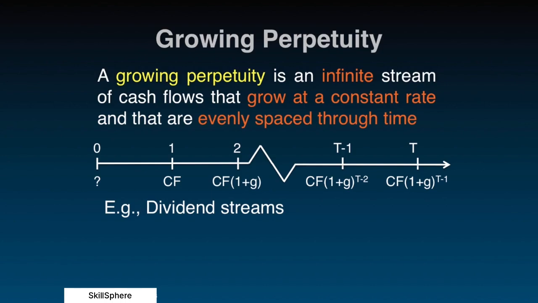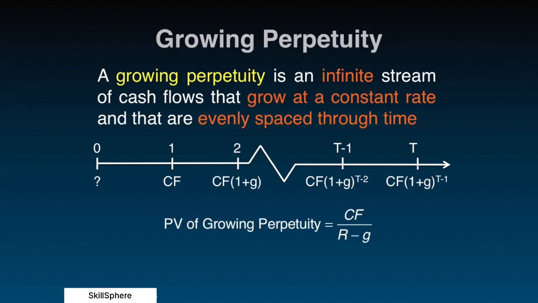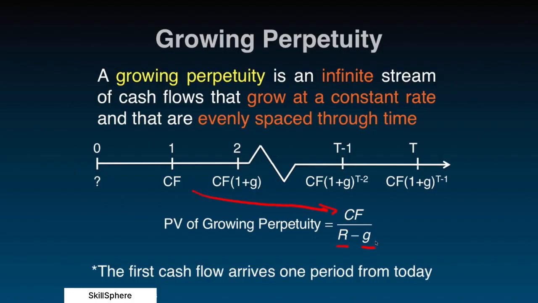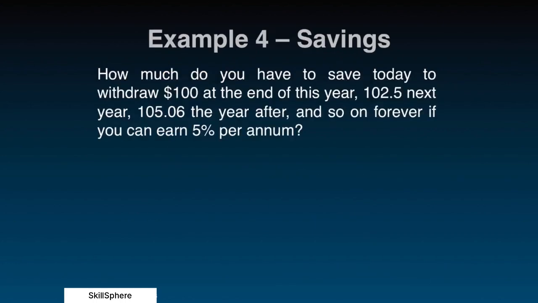So what's the formula for a growing perpetuity? Well, it's just the cash flow that we're going to receive in the first year divided by the discount rate minus the growth rate of that cash flow. Again, we're going to have to assume that the first cash flow arrives 1 year from today to use this formula, as well as having all the other requirements being satisfied, the cash flows being evenly spaced and them growing at a constant rate. So let's do a little example now.